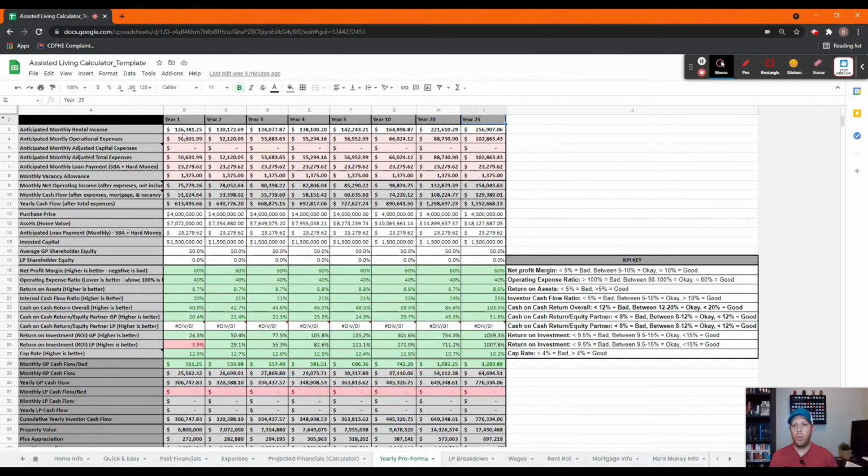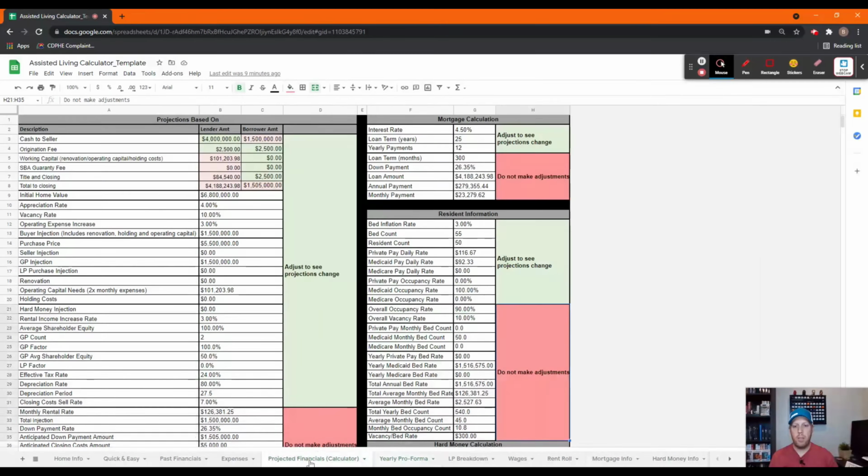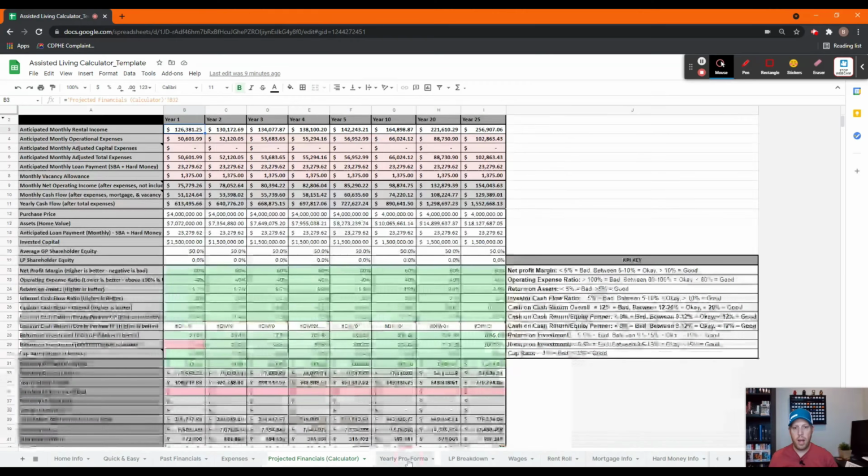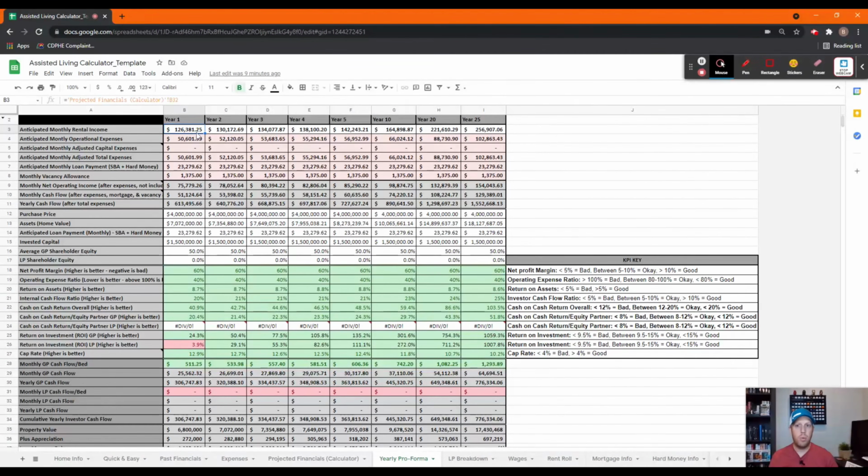I'm not going to go through and show you exactly where everything is pulling from. If you click on a cell here, you can look at it and say, oh, this is pulling from projected financials, cell B32. So I would come back over to the projected financials, go to column B, and then come down to cell 32. So it's pulling that number right there, 126,381.25. So that's good. And then these ones are actually pulling from the factors that are up there.